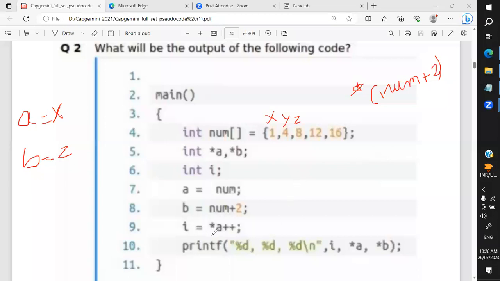Now after that we are writing star A plus plus. Is it pre-increment or post-increment? What is this called? Can you tell me that? Pre-increment or post-increment? Post, exactly. Super. It is called post-increment.